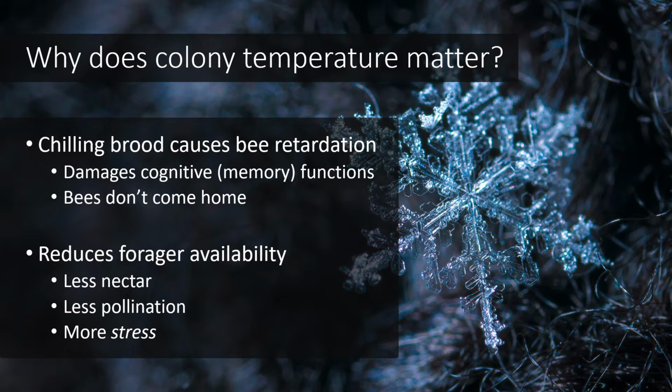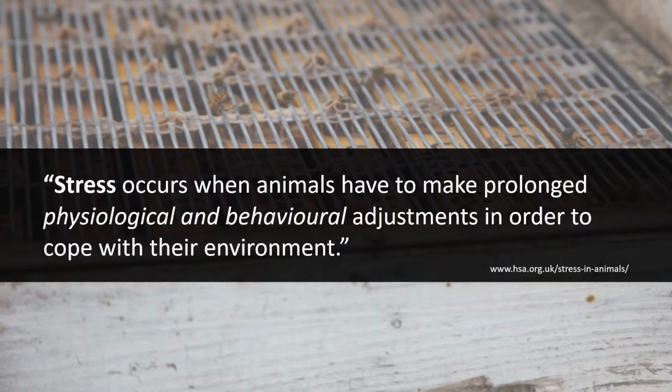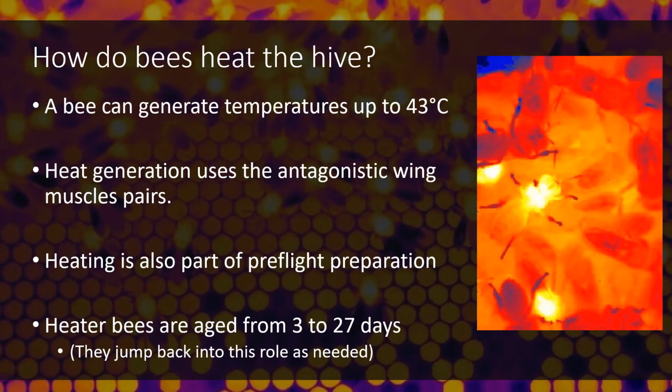Now, I'd like to define the word stress here. Stress occurs when animals have to make prolonged physiological and behavioural adjustments in order to cope with their environment. Now, this is an important definition because we'll see that creating increased heating activity in a bee colony is a form of stress. So how do the bees heat the hive? Well, a bee can generate temperatures up to around 43 degrees Celsius, and they do this by flexing their antagonistic wing muscle pairs. And this came about evolutionarily through pre-flight preparation.